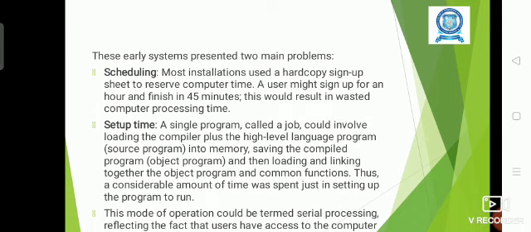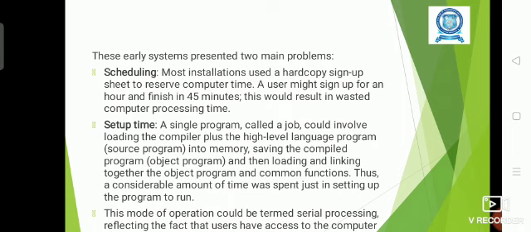At that time the program was called a job. A job involved loading the compiler along with the program into the memory. The processes are saving the compiled program, then loading, then linking together and producing the object program. All those operations took much time. So this is one of the disadvantages.